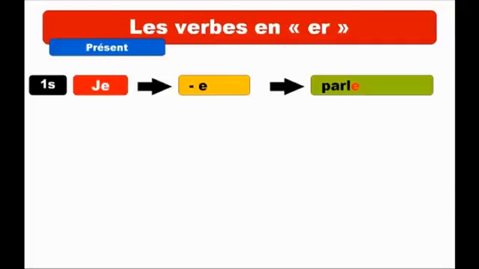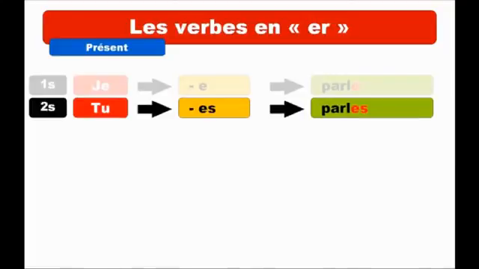Okay, repeat. Je parle. Okay? For the second person, the ending is es, as you can see there, and then you will get tu parles. Repeat. Tu parles. Okay, so you can see that actually the first forms, je parle and tu parles, even if there is a small difference in the writing because you've got this final S for tu, have the same pronunciation.